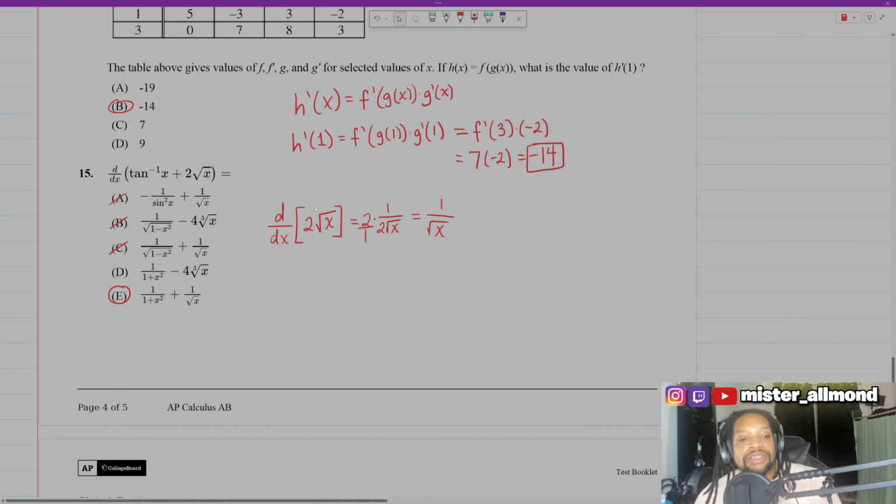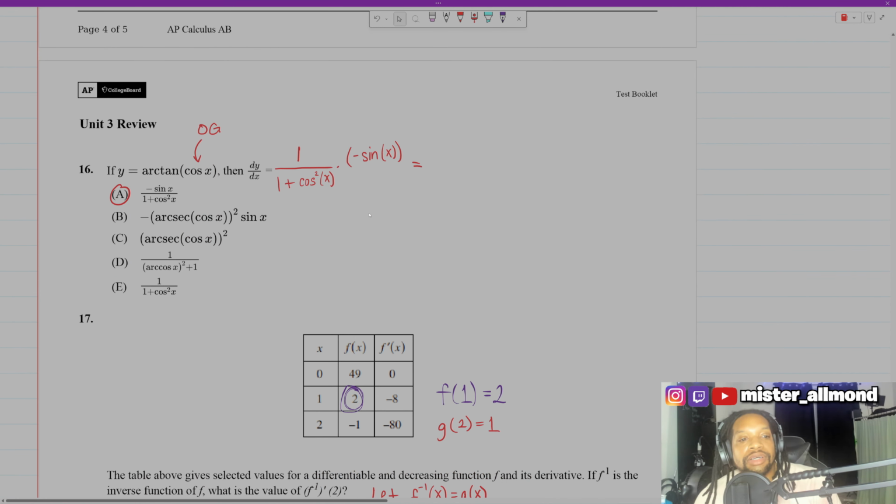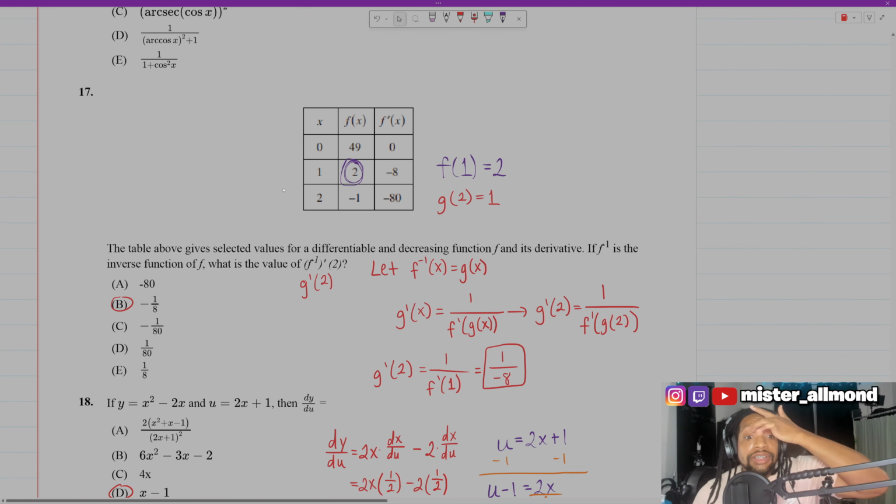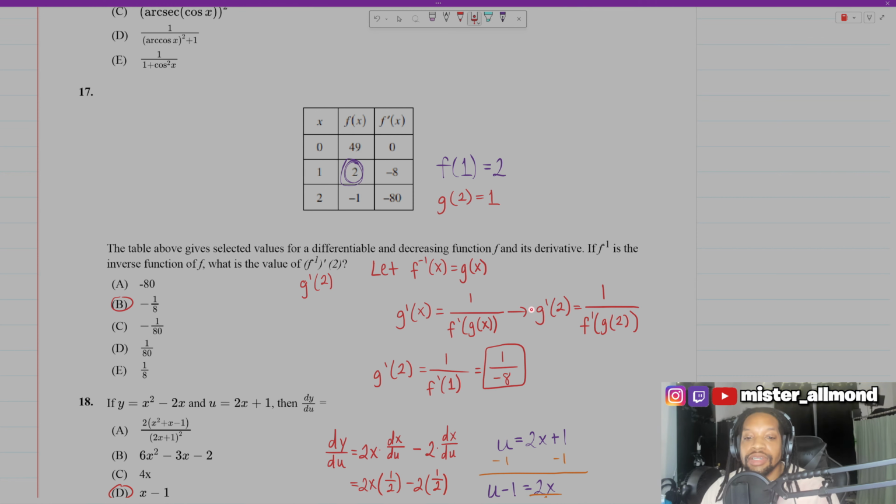Low key, just flashcards. 16. People are gonna think it's crazy because they see arctan and cosine in the same like breath, and then they're gonna panic. But if you know your flashcards, this one is not bad. Just remember chain rule. Number 17, inverse derivative from a table. This one is hard because the function that you need to evaluate, they don't give you information about. So you have to use the fact that f and g are inverses. What? Oh. Okay, so that was 17.